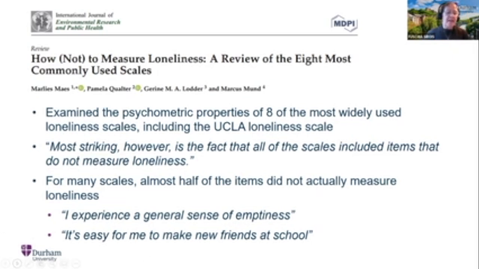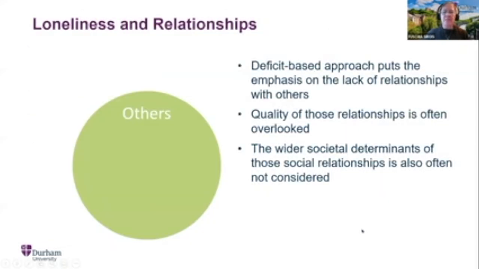And so going back to this idea of loneliness in relationships, this deficit-based approach really focuses on what we're missing in our relationships from others. And although some of the definitions mention the quality of those relationships, we don't really go into a lot of depth about it. It's saying there's a mismatch between quantity and quality. Okay, but what is a quality relationship? And is it just about having relationships? And how do we understand what that quality means? And I think, as was mentioned in one of the other talks, it's not just about the individual. There are also societal determinants of those relationships that are often not considered.